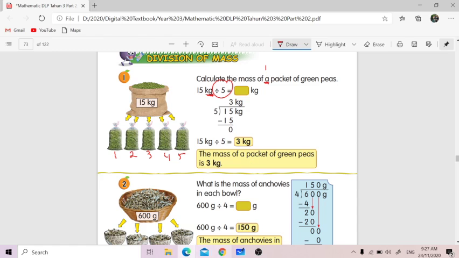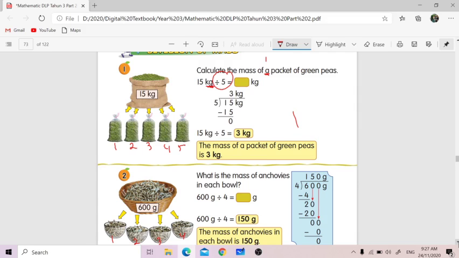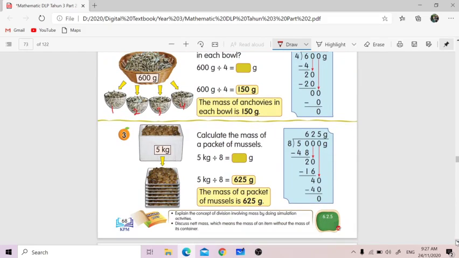Okay, so number 2, what is the mass of an anchovies of each ball? Okay, so dalam satu ball. So ballnya ada berapa? 1, 2, 3, 4. So divided by 4. Okay, number 3, mudah ya. Calculate the mass of a packet of mussels. So a packet, A pun sama, A maksudnya satu. So kita kena kira berapa tray. 1, 2, 3, 4, 5, 6, 7, 8. So ada 8 tray. So I divided by 8.